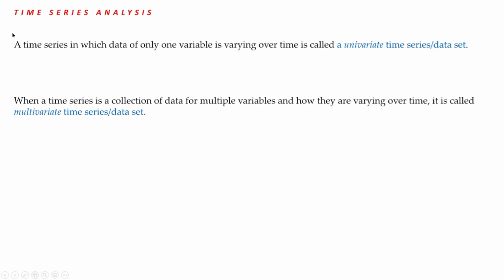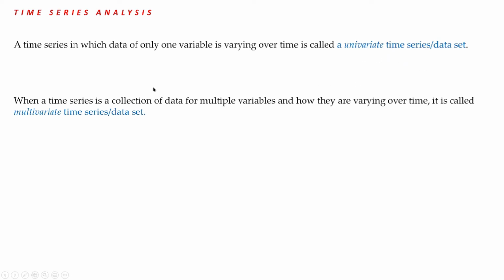Next, we have time series analysis. In this time series analysis, we have two types. One is univariate time series analysis and the other one is multivariate time series analysis. In univariate, we use only the data set of one variable, a time series in which data of only one variable is varying over time. It is called univariate time series or data set.